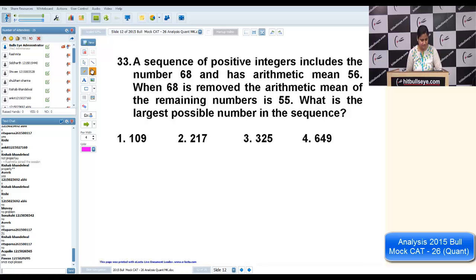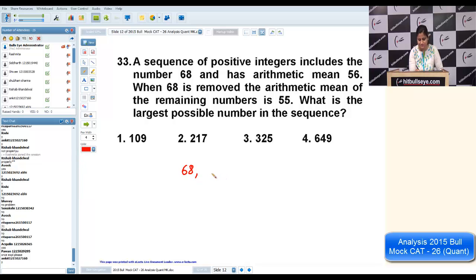Okay. A sequence of positive integers includes the number 68. There is a sequence of some numbers which includes the number 68 and has arithmetic mean 56. What do you mean by arithmetic mean? That is the plain average. So if we find the average of these numbers, the average will be the sum of observations divided by the number of observations, which comes out to be 56.